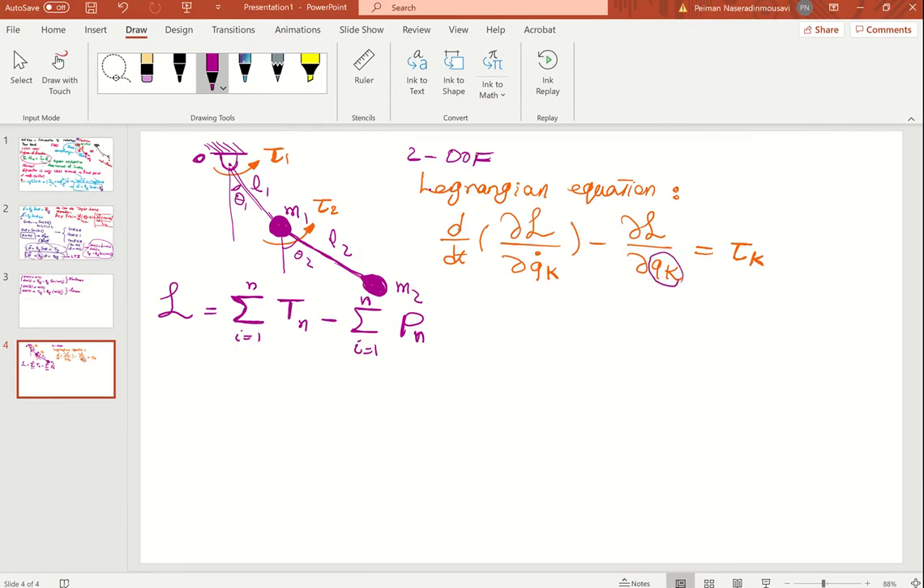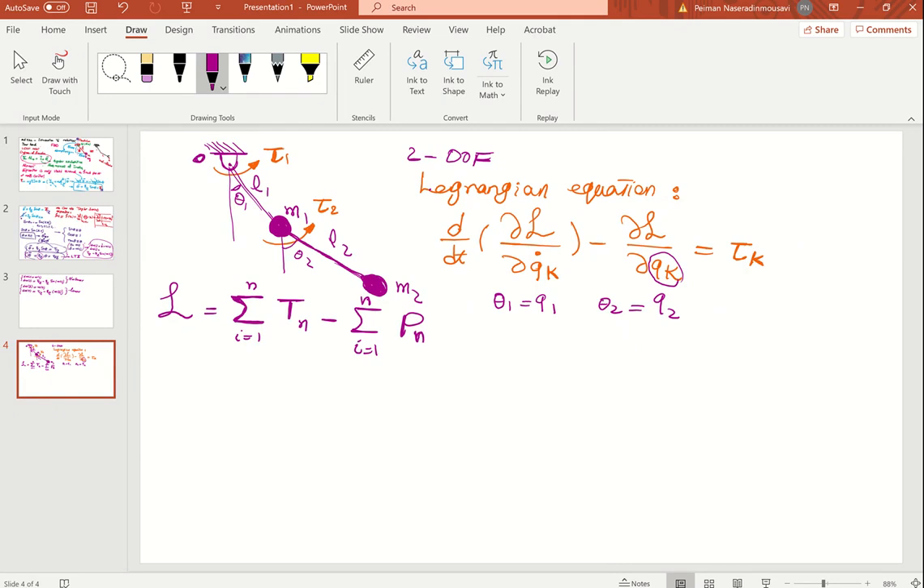So here you have theta 1, so you can say it is the generalized coordinate, q1, right? And theta 2 is q2. So q dot means theta dot 1, theta dot 2. Understand what I'm talking about? If you have a 3 degree of freedom robotic system, you're going to have q1, q2, q3. If you have a 10 degree of freedom system, you have q1, q2, q3, q4, up to q10.